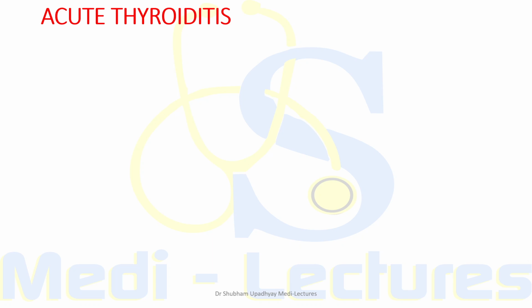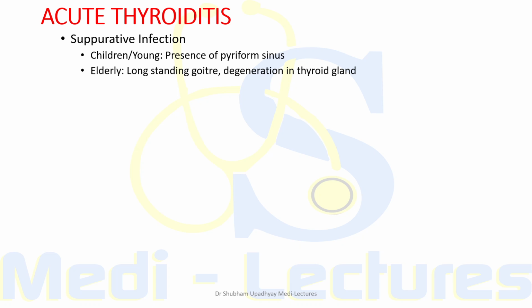Acute thyroiditis is a rare disease and occurs due to suppurative infection of the thyroid gland. So how does the patient get this infection? The most common cause in children or young adults is the presence of a pyriform sinus. Now what is this pyriform sinus? It is the remnant of the fourth branchial pouch, and it connects the oropharynx with the thyroid.